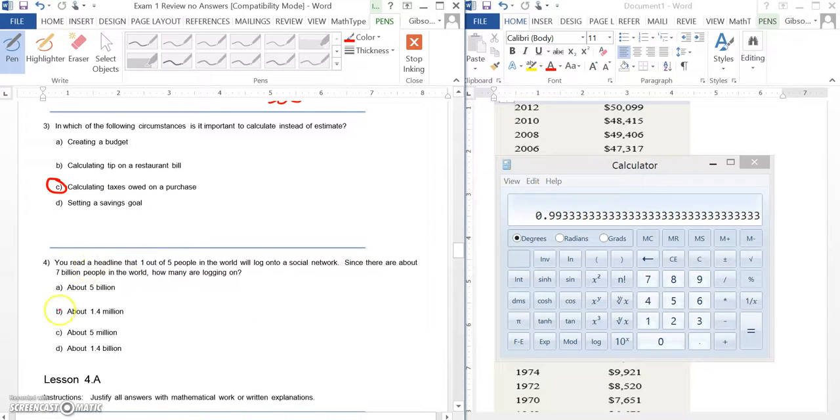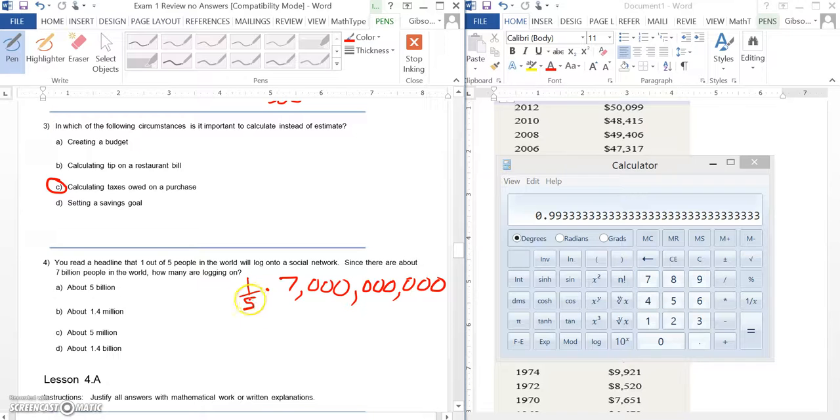Now we come here to 4. It says, you read a headline that 1 out of 5 people in the world will log onto a social network. Since there are about 7 billion people in the world, how many are logging on? So 1 out of 5 means 1/5. Then they say there are 7 billion people in the world. So we will have our 7 with 9 zeros.